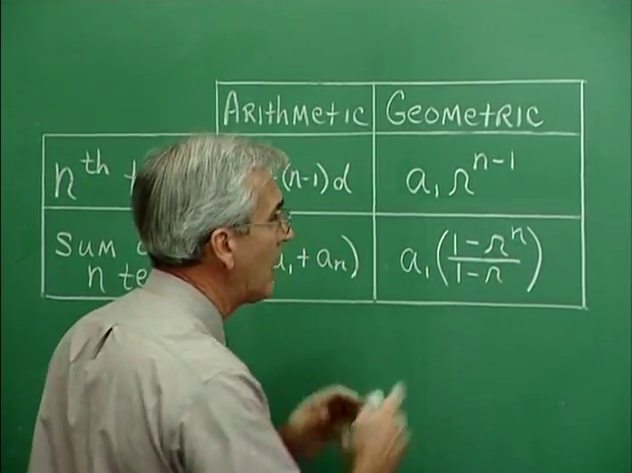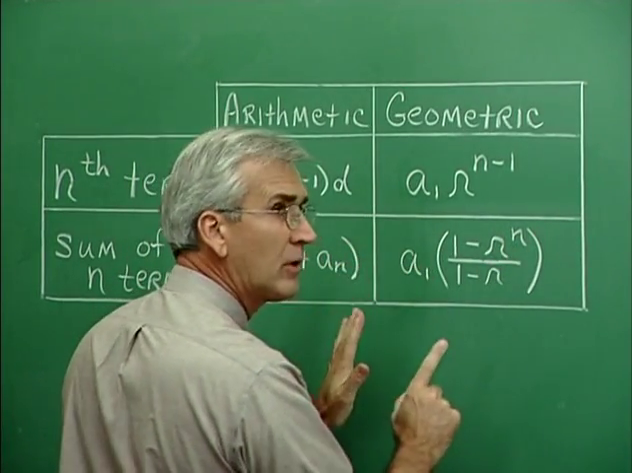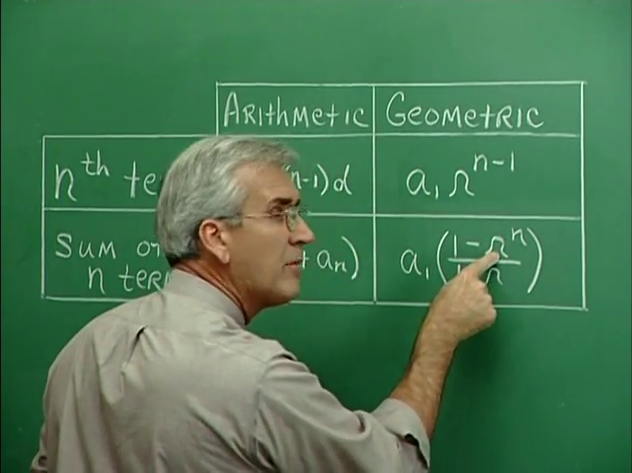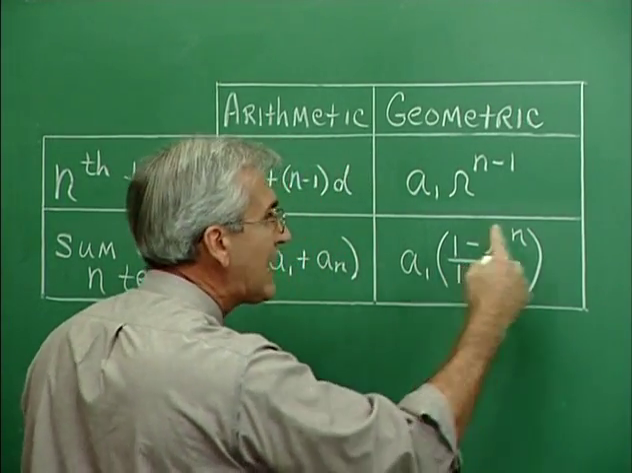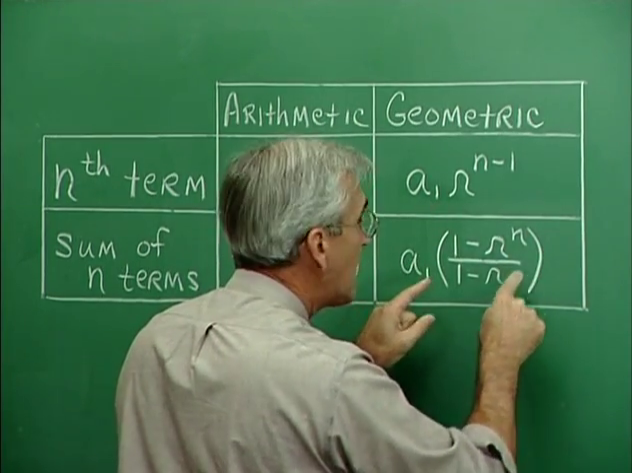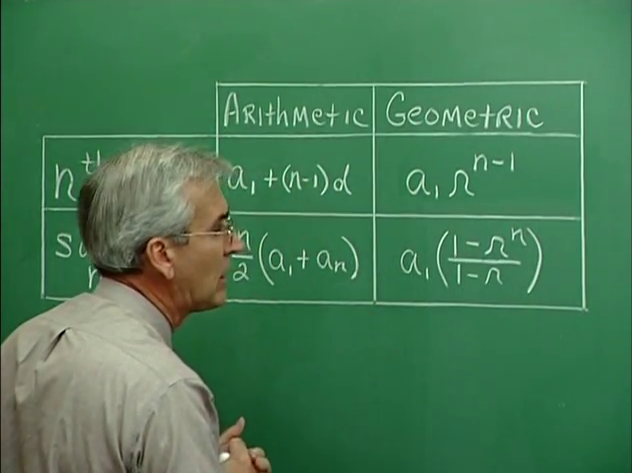I do want to point something out, though. The numerator and denominator of this fraction are very similar to one another. And this exponent n that's on the common ratio r is inside this outside parenthesis. And a common mistake is to put it outside. All right, so that's one thing to be careful about.